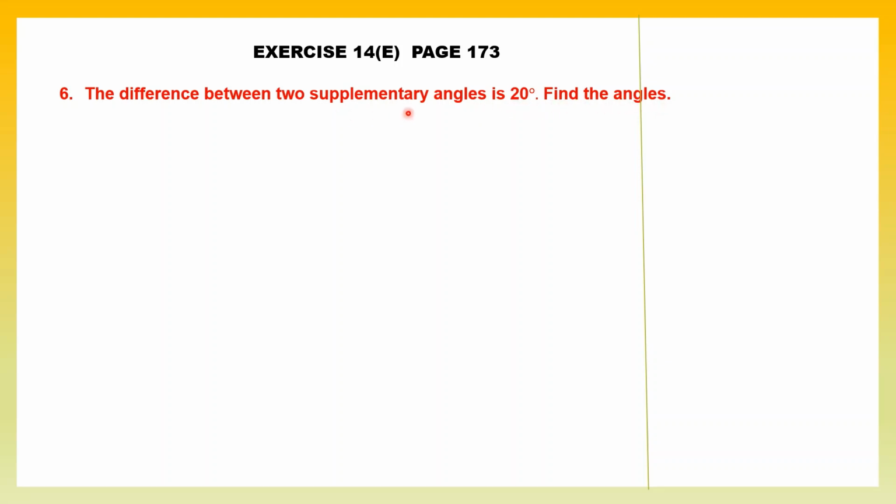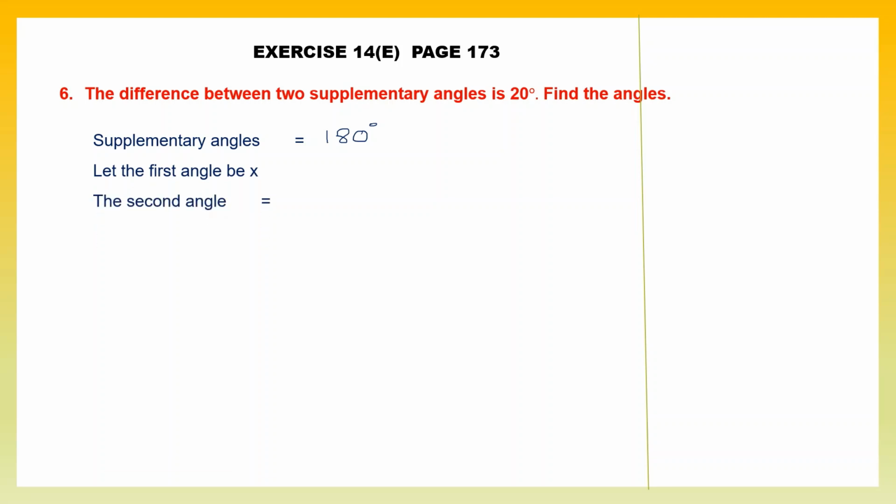So supplementary angles are two angles that add up to 180 degrees. So let's begin. The sum of two supplementary angles will be 180 degrees. Now we need to find the two angles. So let the first angle be x. That means the second angle will be 180 degrees minus x, isn't it? So this will be the second angle.